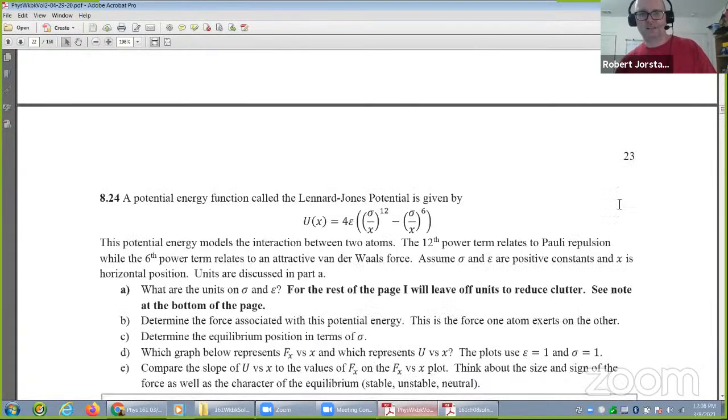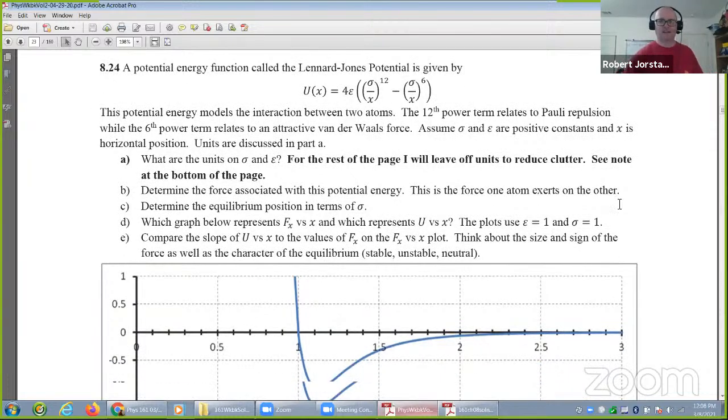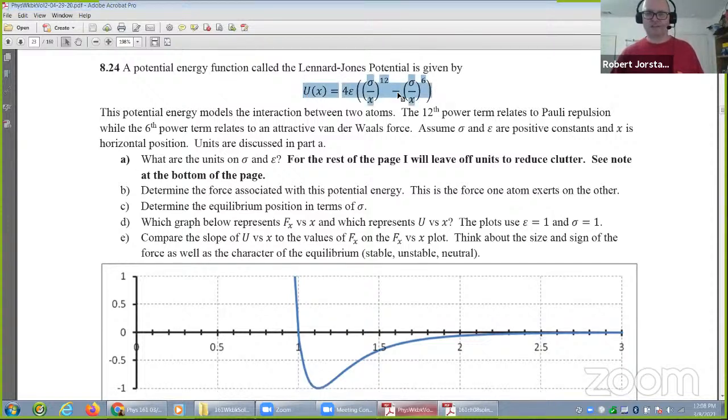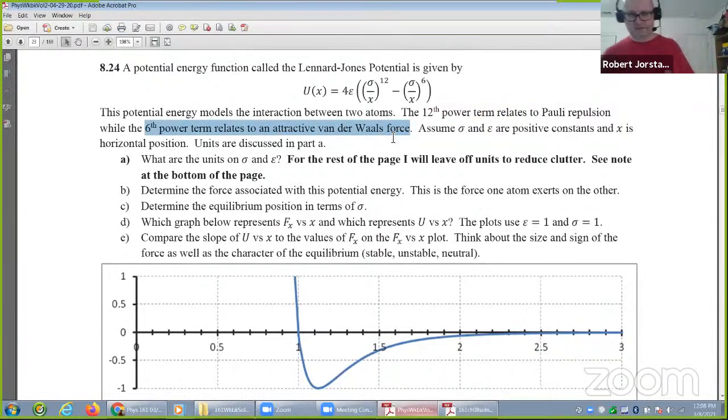Okay. Let's look at page 23 now, and that's the correct spelling for the Lennard-Jones potential. This is some crazy potential function. So let's say we know the potential function. It models the interaction between two atoms. If you care, the 12th power term is Pauli repulsion. The 6th power term is attractive van der Waals. If you don't know what they are, take a chemistry class.